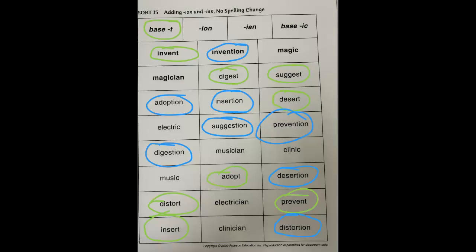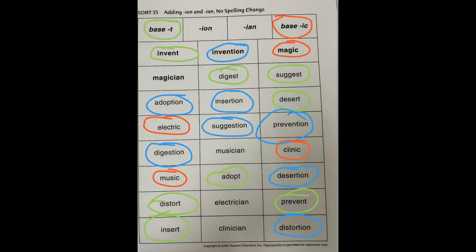All right, let's go ahead and change our color. We're going to go over to our base word over here. I'm skipping the middle one. And we're going over here to the base word of IC. So these words are all going to end with an IC. Magic ends with a C. Electric ends with a C. Music, actually they end with a K. Clinic ends with a C.